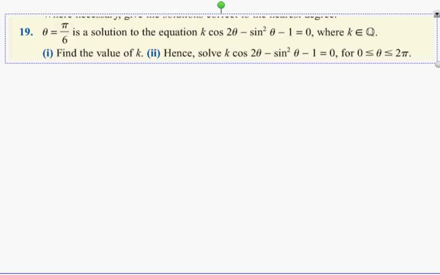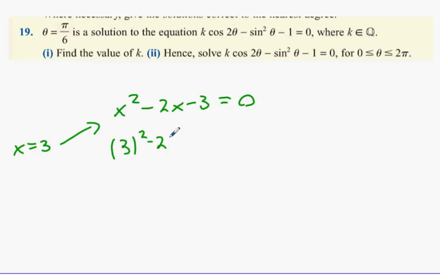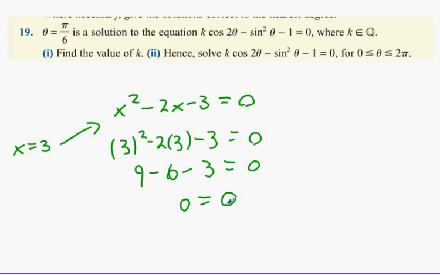Now, what are we doing here, guys? What does the solution mean? So imagine I gave you this equation here. If I said x equals 3 is a solution of this, how would you prove it's a solution? I'm saying an answer to this question is x equals 3. Sub it in. 3 squared minus 2 times 3 minus 3. 9 minus 6 minus 3. 0, 0 equals 0.